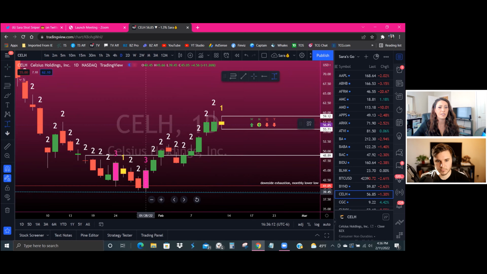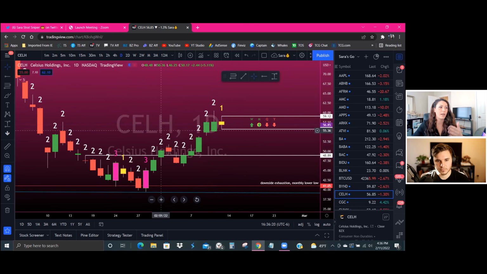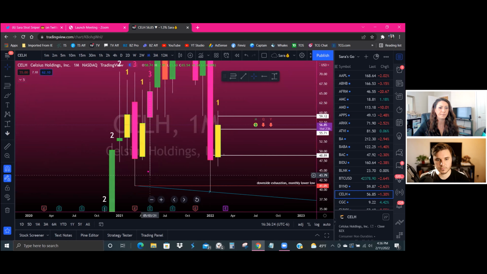Since the exhaustion level right around here, Celsius has run 48%. So it took out that monthly pivot low and ran 48%. That's what I mean when I talk about exhaustion. Have you made a new low? If you were playing short, did you hit all your targets? And there's no targets left. So your targets are exhausted if you were playing the short side. So now you flip, you go long.